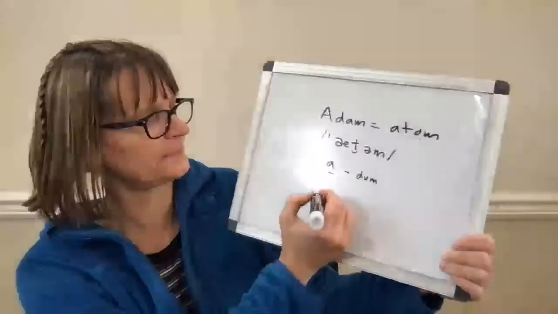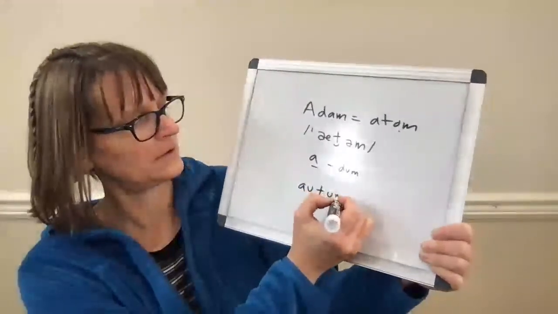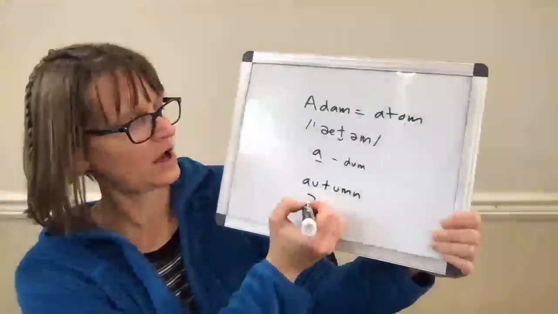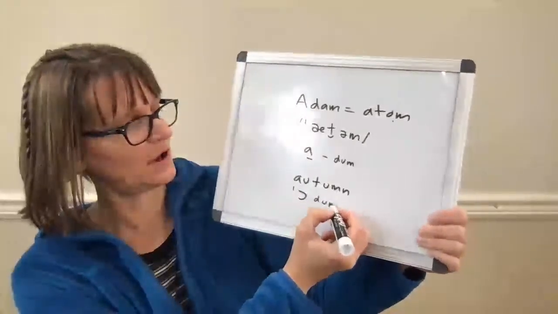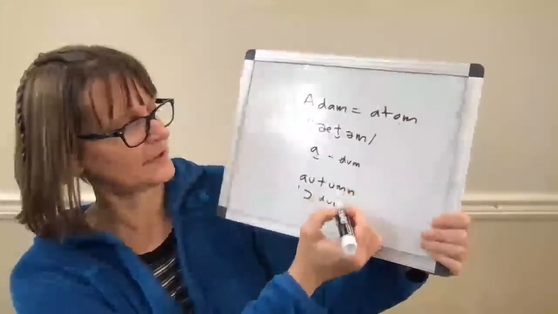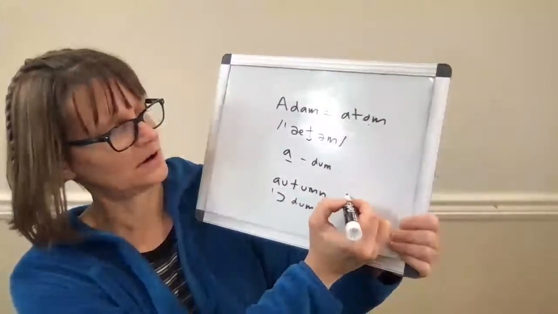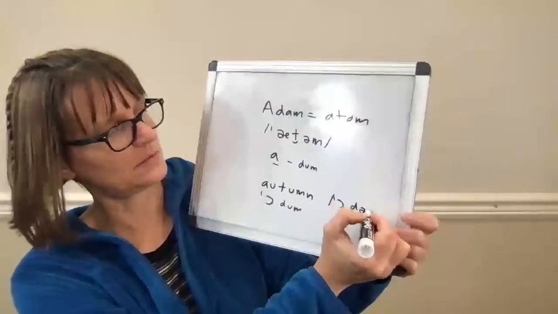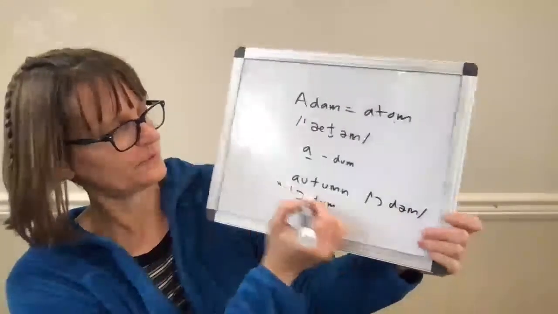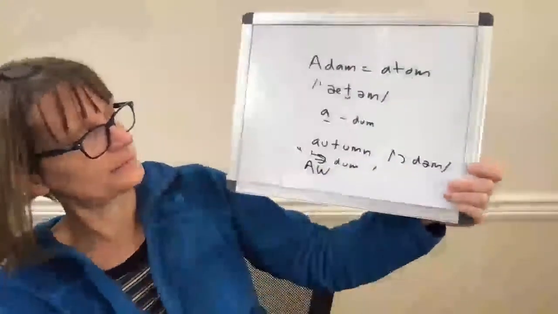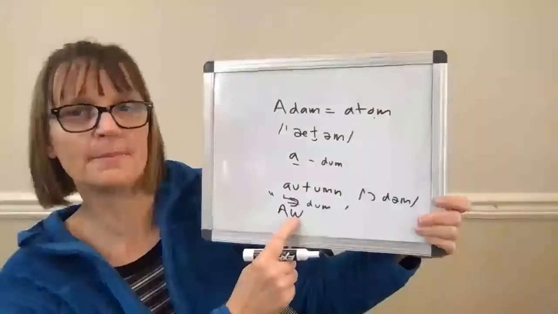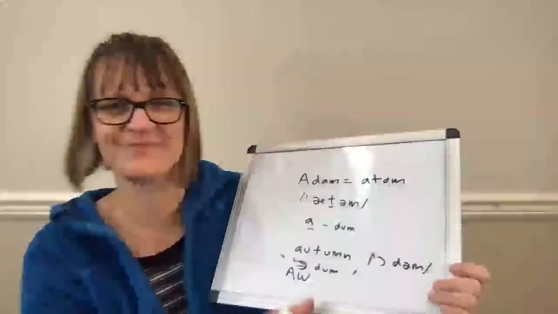But autumn has the aw like paw, first syllable stress. That's more like autumn. In the dictionary, you're going to see autumn. So writing it out, I would write autumn. Adam. Tough words. Thank you.